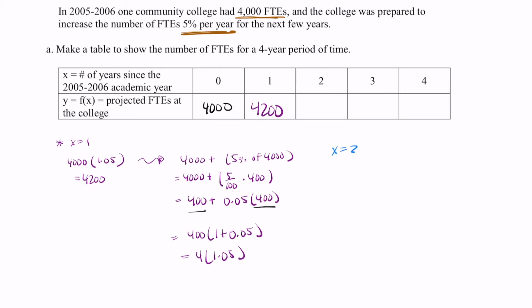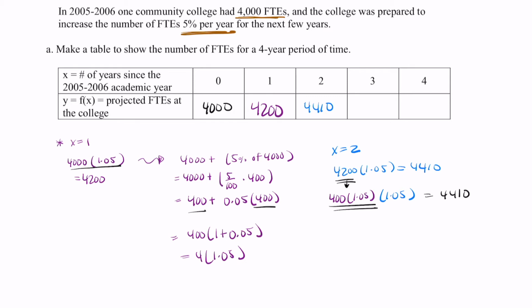So when x equals 2, we have 4,000 times, let's start with the previous year, 4,200 times 1.05, and that gives us 4,410. But before I go on, I want to rewrite this. In fact, if you remember, 4,200 is the same thing as 4,000 times 1.05. That's 4,200 right here. But we still have this 1.05 multiplied at the end. And all of this equals 4,410. Now, where am I going with this?